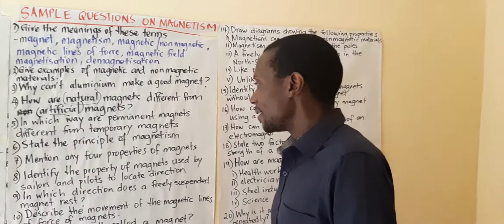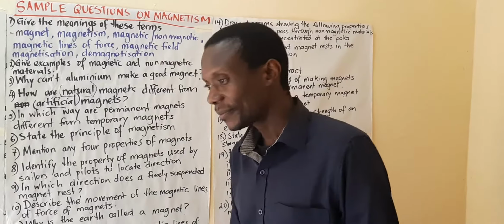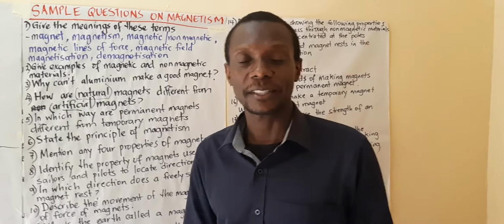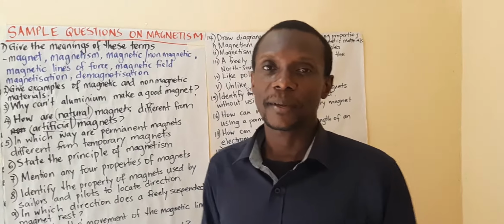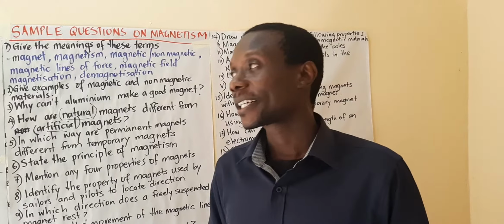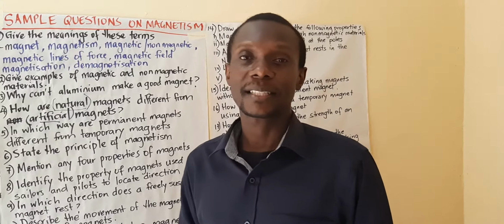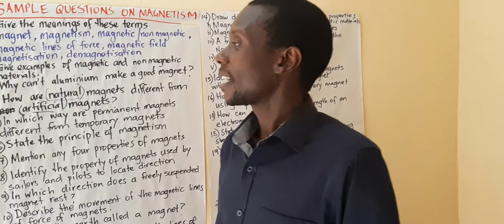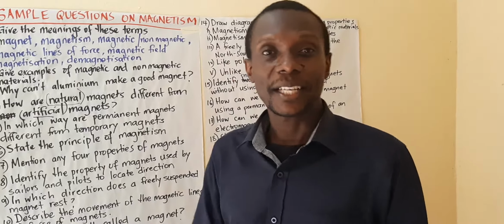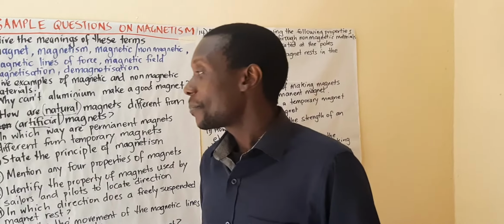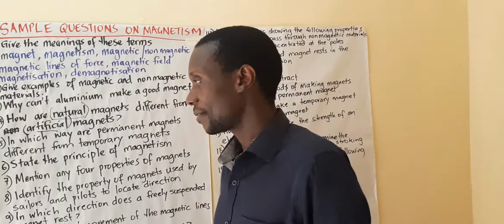Then question number 7, state any 4 properties of magnets. I can begin with the one we call the principle. Unlike poles of magnets attract, while like poles repel. A freely suspended magnet rests in the north-south direction. Magnetism can pass through non-magnetic materials. Magnetism is concentrated at the poles. Magnets weaken with age. Broken pieces of magnets retain their north and south poles, and very many others.